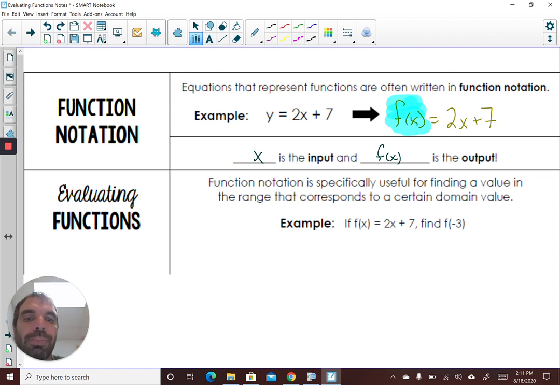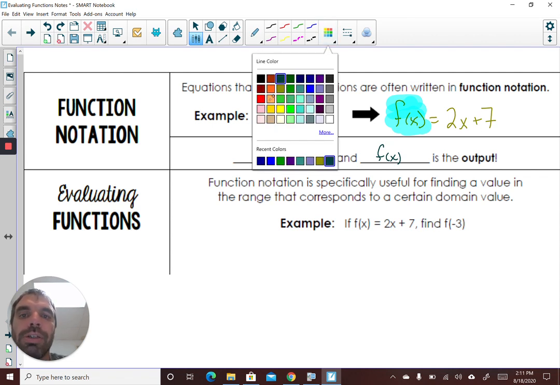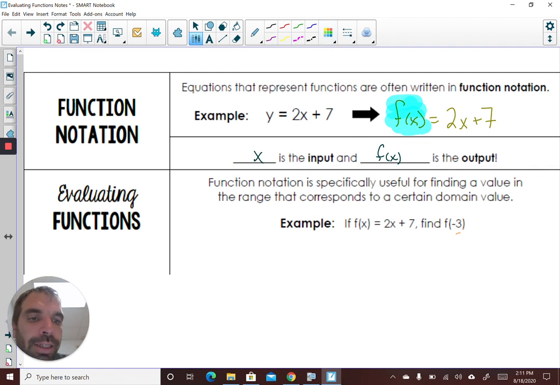So for example, if we take f of x equals 2x plus 7, like we have here, and we said find f of negative 3, what that's telling me to do is to take this negative 3 right here and make it x. So we're going to put it in where x is. So f of negative 3 is equal to 2 times, instead of x, I'm going to have that negative 3 in there, times negative 3 plus 7.